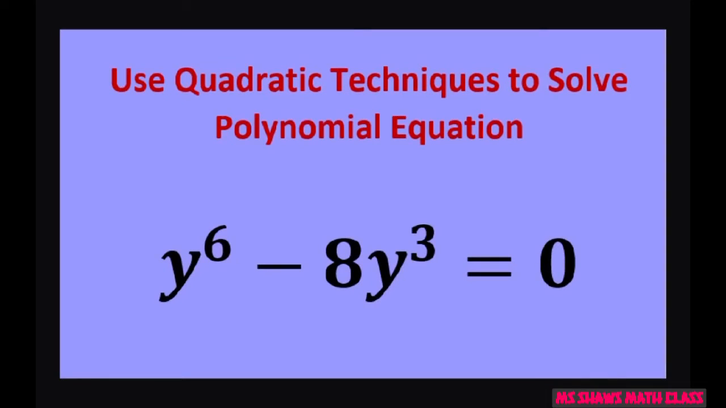Everyone, we're going to use quadratic techniques to solve the polynomial equation y to the 6th minus 8y cubed equals 0. Now what I'm going to do is use this form here to do this. So I'm going to write this as a cubed minus b cubed.